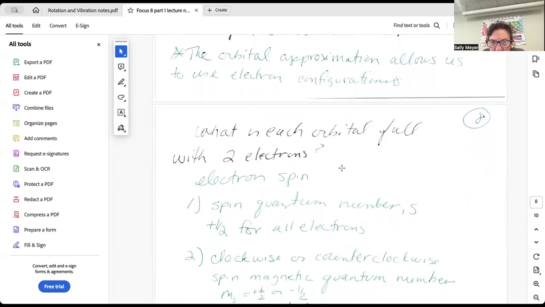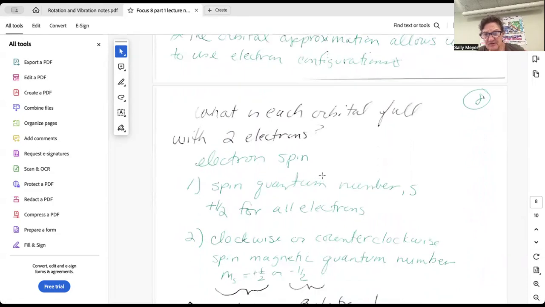So what is each orbital full with? I'm not sure what I meant there. Oh, I think I meant to say, why is each orbital full with 2 electrons? And that's because of another property which doesn't come directly out of Schrodinger's equation. It comes from relativistic quantum mechanics, and it's the concept of spin.